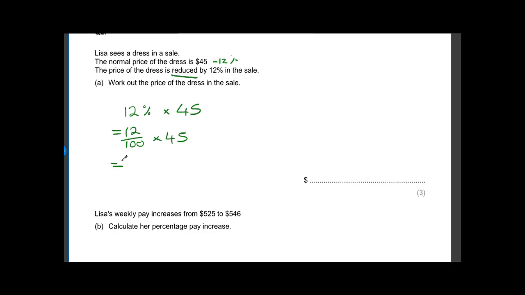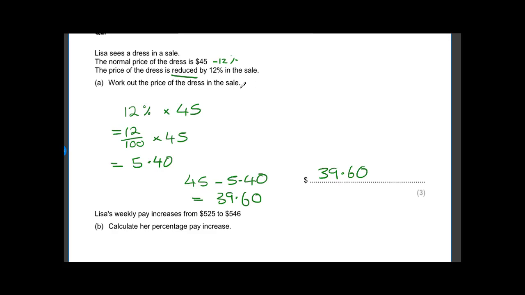Alright, 10 times 45 is 450, 2 times 45 is 90. So we're talking about 540, so 12% is going to be 5.4. It'll work out at 5.40. Okay, so that's how much you've gone down. So you're going to do 45 minus 5.40. This is easy. 45 minus 5 is 40, minus 0.40 gives us 39.6.